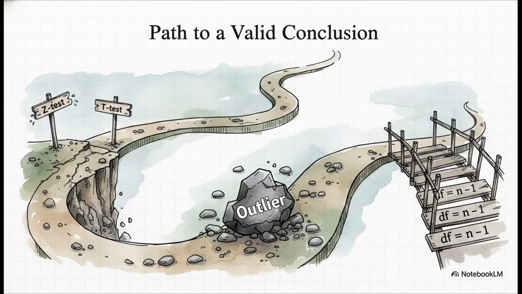Here are the top 3 things to watch out for. First, always use the t-test, not the z-test when you don't know the population standard deviation. That's a big one. Second, always check your data for outliers. Just one crazy value can completely mess up your results. And third, double-check your degrees of freedom. It's an easy calculation, but it's also an easy and critical mistake to make.